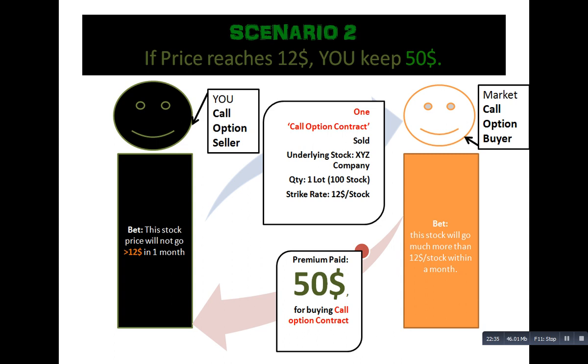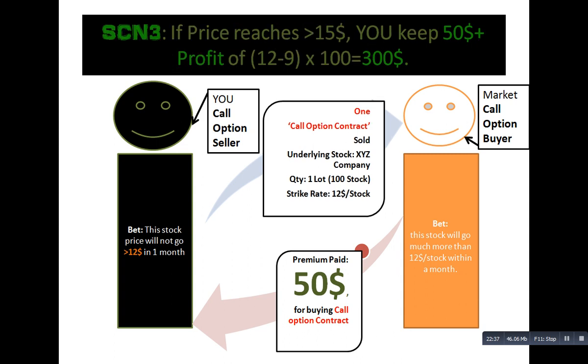Now let us take scenario number 3, where the price goes much higher, which is more than $12. Let us say it went to $15, right? Now what will happen is this person, the orange person, is going to be happy. So this person will call upon you and say, okay, the 1 month has not passed yet, but the market price is now $15, right?